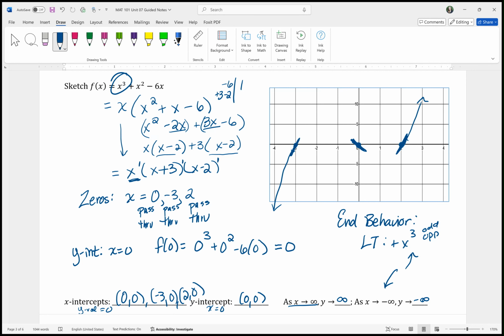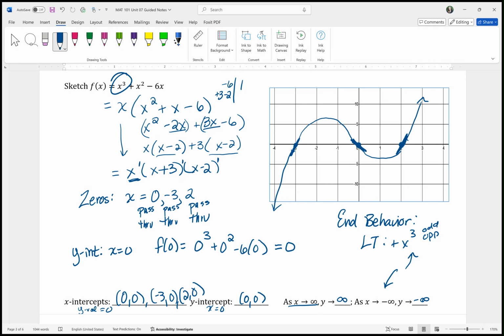If you want to know what happens here in the middle, remember, this is the crucial thing about functions: you can pick any x you want and plug it in, and you get your y value. So if you want to know how high it goes in this area and how low it goes in that area, you could pick any point you want and plug it in. I'm going to just sketch this out. It's going to look like this. That's generally what a cubic looks like.